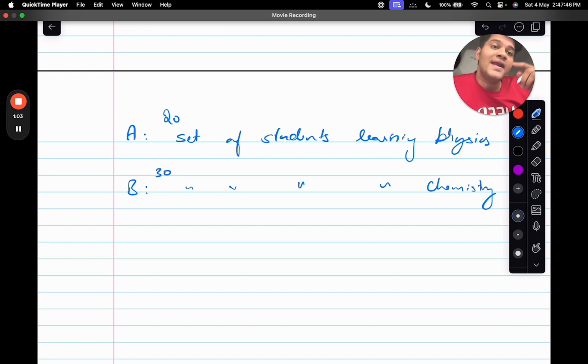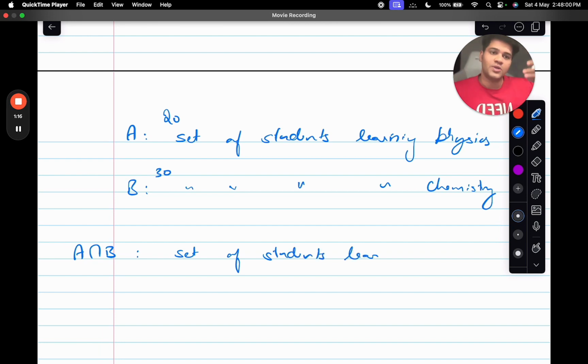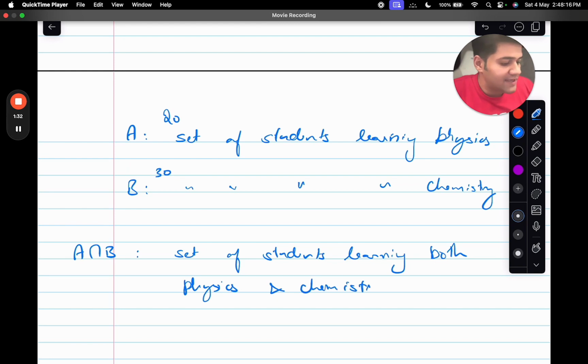That is called an intersection of the sets and represented by A intersection B, which would represent the set of students learning both physics and chemistry. So there could be students who are learning only physics, there could be students who are learning only chemistry, but there is also a possibility that there is a certain set of students who is learning both physics and chemistry. That is called an intersection. Let us assume that set is of size 10.